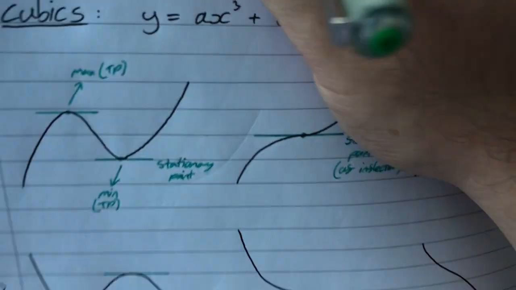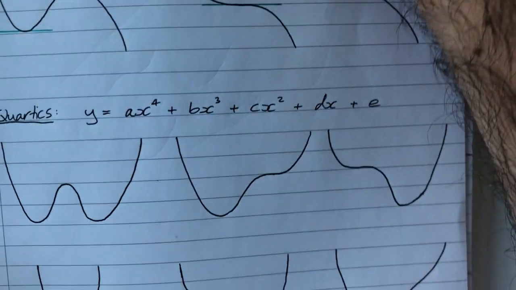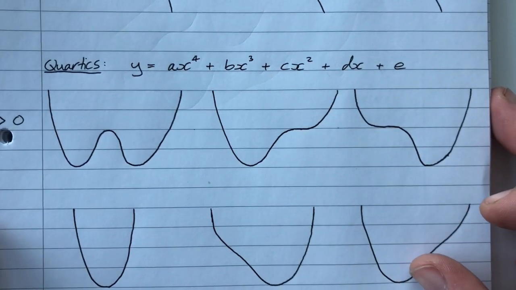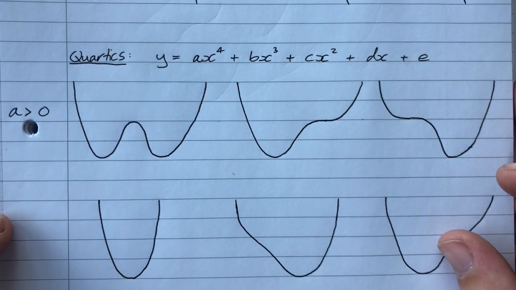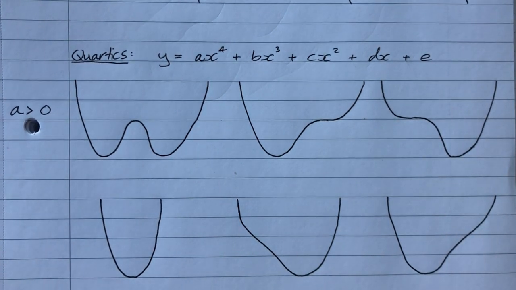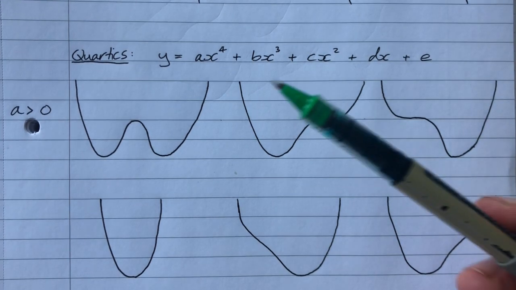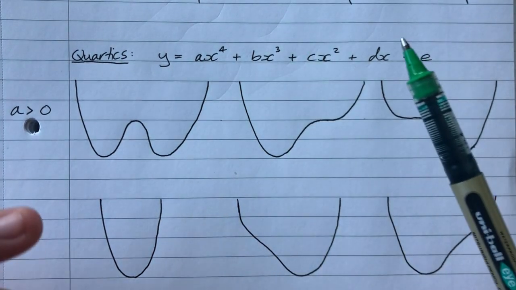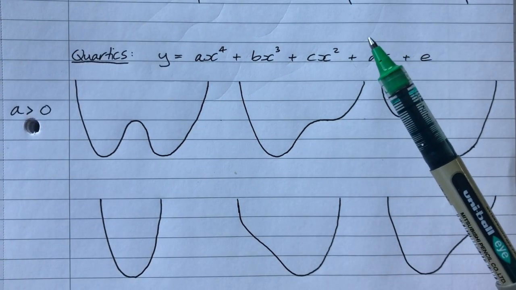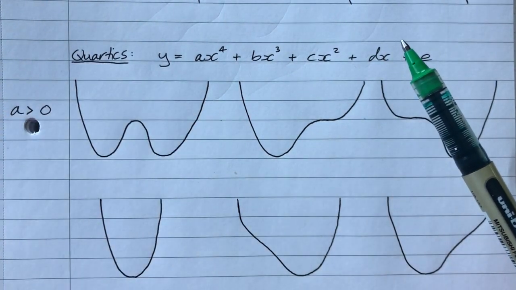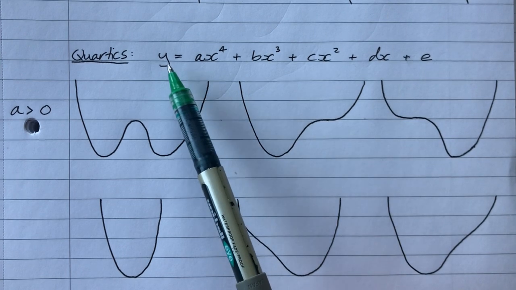Quartic shapes then, these get even more complicated again. These are ones that you need to be familiar with for the course. So I've drawn 6 curves for the quartics, and these are all where A is greater than 0. So all the positive quartics. If you want to get the negative quartics as well, then you need to mirror image them vertically. So imagine they're reflected in the x-axis.